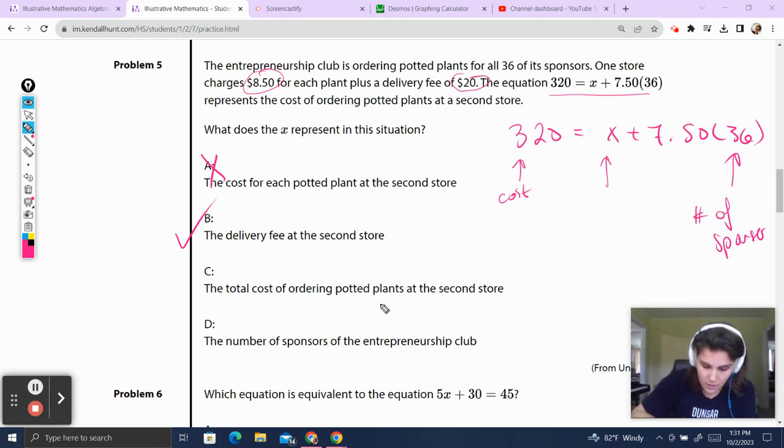C says the total cost of ordering the potted plants at the second store. That doesn't make sense. And B says the number of sponsors in the Entrepreneur Club. So nope, these would be wrong.